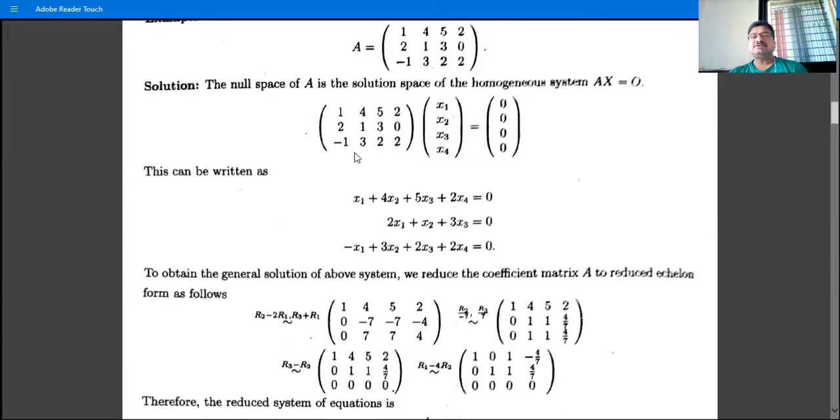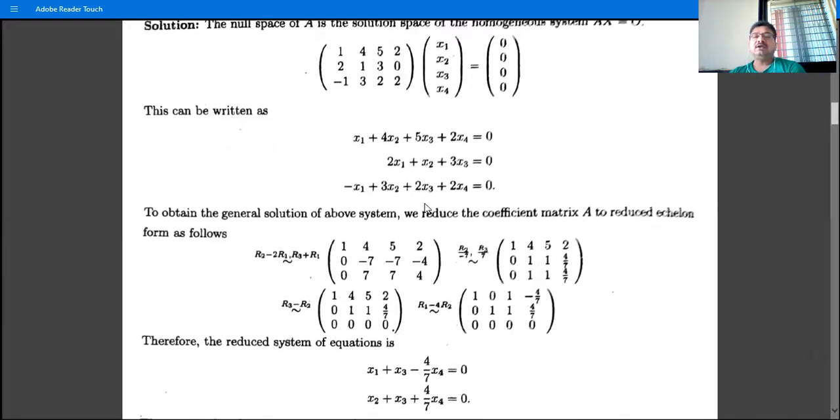So we have to solve this system and find its solution. This system can also be written as: x1 plus 4x2 plus 5x3 plus 2x4 is equal to 0. Then 2x1 plus x2 plus 3x3 is equal to 0. And the last equation is minus x1 plus 3x2 plus 2x3 plus 2x4 is equal to 0. So this system is in the matrix form, and this is the system in equation form. Now we have to solve this system.